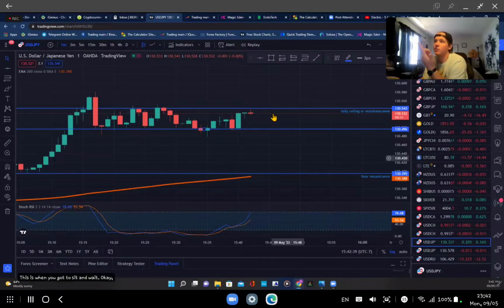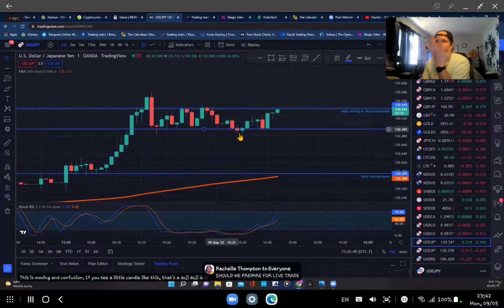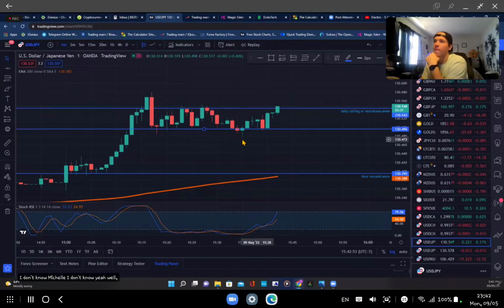So right now, this is moving in confusion. If you see a little candle like this, that's a doji. All doji means is confused. I don't know yet. We'll see what happens. I am not calling anything out as of this moment.